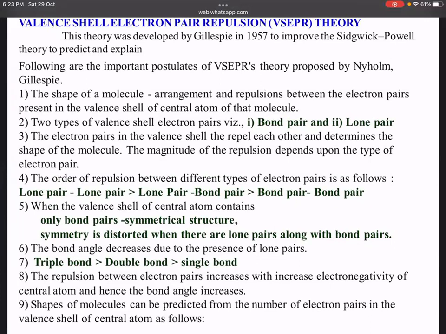So 2 types of electron pairs will be available. One is bond pair, another one is lone pair. Bond pair means the electrons are in between 2 atoms. Lone pairs are the pair of electrons which is occupied by a single atom. Between the atoms means bond pair. Single atom means lone pair.